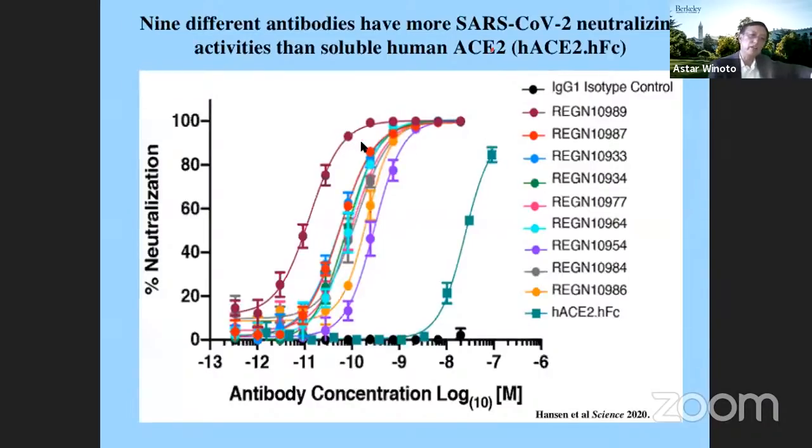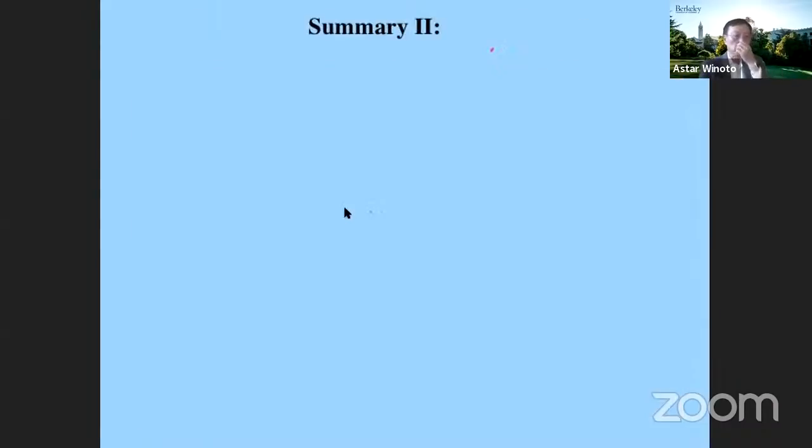But there are 9 different antibodies here that can block the viral entry very easily, so neutralize the virus. This antibody in particular is very good. Even at 10 to the minus 10 molar here, you can block 100% of the virus. Okay, so I think they are in clinical trial. So that's a very promising drug.